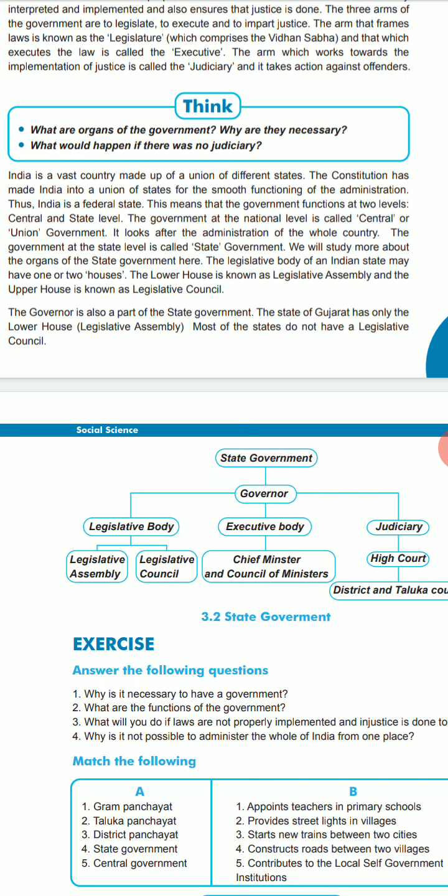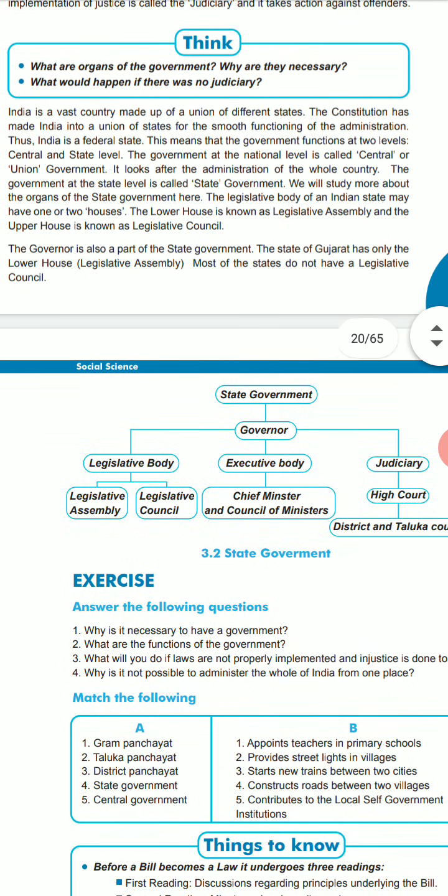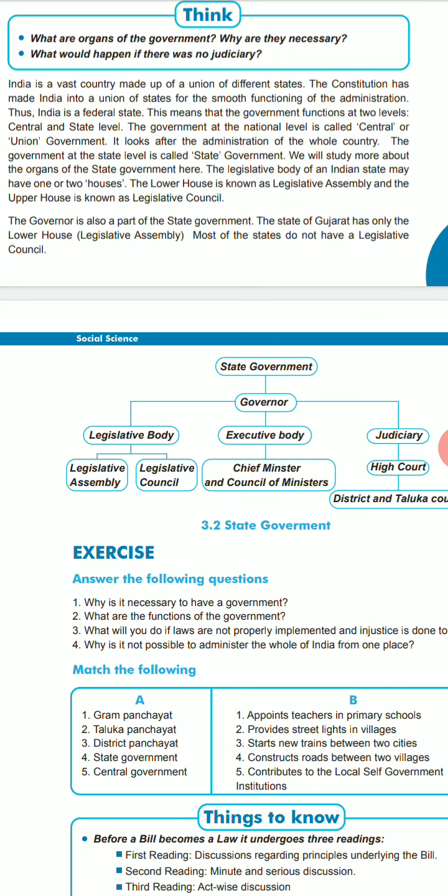The legislative body of an Indian state may have one or two houses. The lower house is known as the Legislative Assembly and the upper house is known as the Legislative Council. The governor is also a part of the state government, and the state of Gujarat has only the lower house, meaning the legislative assembly. Most of the states do not have a legislative council.